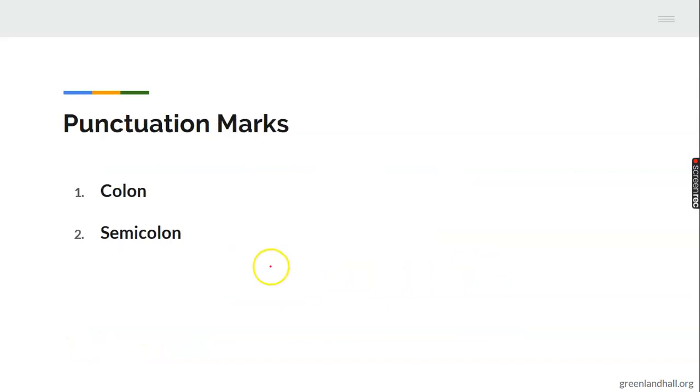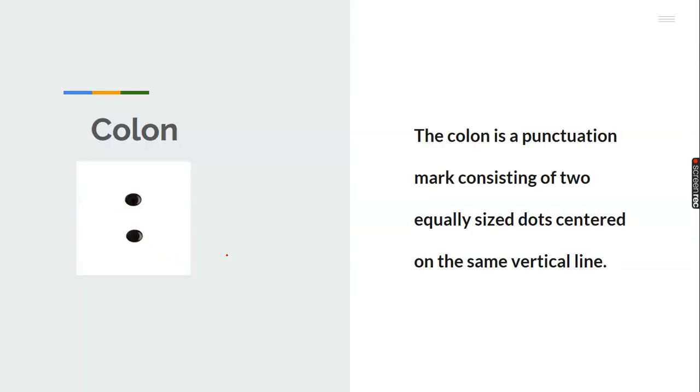Today the 2 punctuation marks before us are the colon and the semicolon. We're going to look at the 2 one after the other. Let's look at the colon. This is the symbol of the colon right here. The colon is a punctuation mark consisting of 2 equally sized dots centered on the same vertical line. You can see it here.